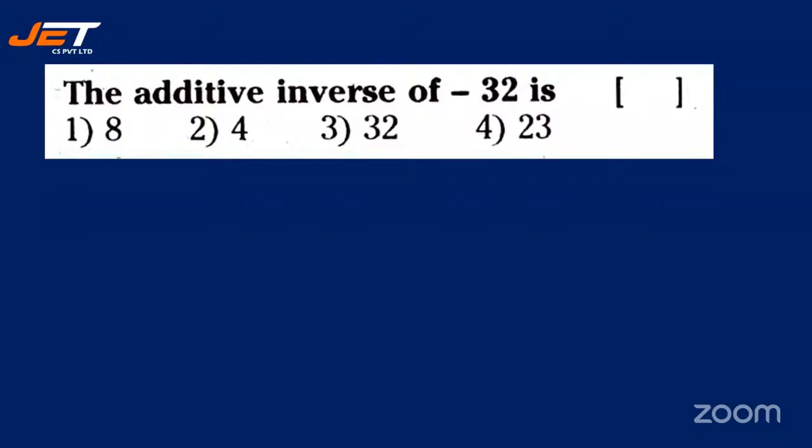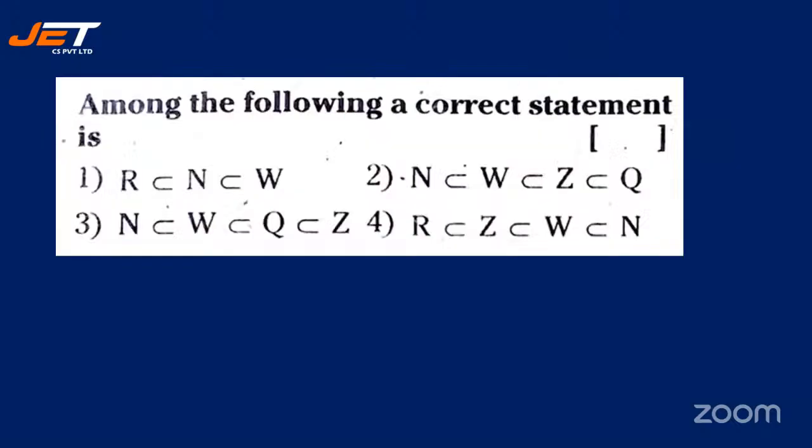Now the additive inverse of -32 is dash. What is the additive inverse of -32? If it is minus, obviously it should be plus. That is the additive inverse, isn't it? So the additive inverse of -32 is 32.